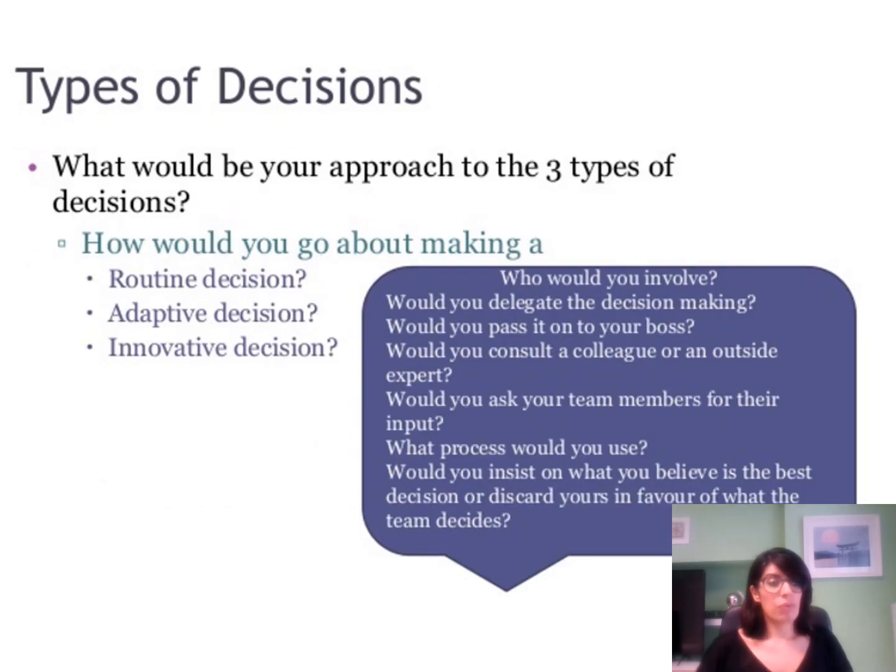So there are three types of decisions that I just described. They're routine, adaptive, and innovative. What would your approach be to those kinds of decisions? So in each of those decisions, would you delegate the decision making? Who would you bring in to solve this particular problem or make the decision? Would you ask your team members for input? What process would you use? How would you make that decision?